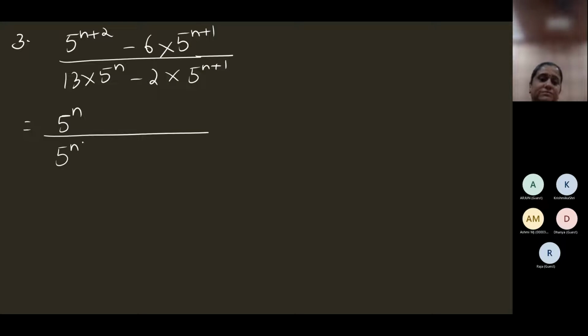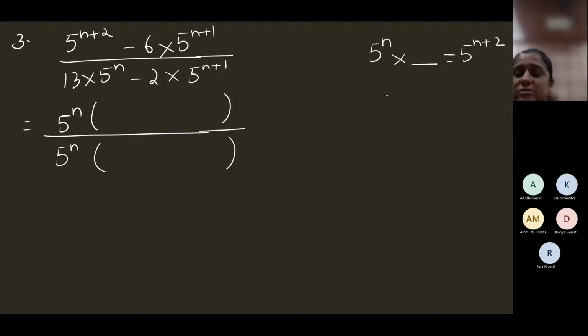That's the first step. Now, 5 to the power n into what will give you 5 to the power n plus 2 is the question. Because in the bracket, children, it's similar to algebra. Supposing you have a cubed plus a square b, and if you take out a square common, what will you write in the bracket, children?